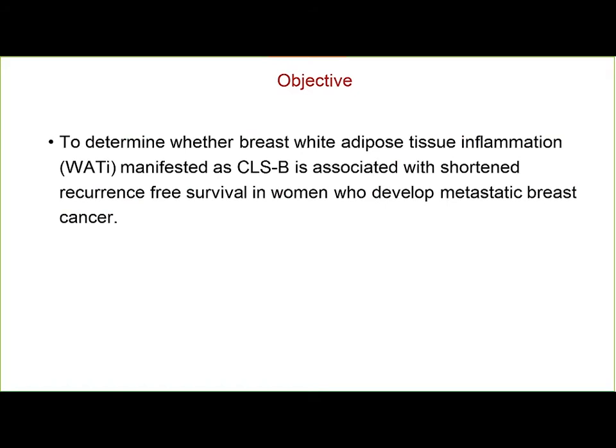So having discovered this process, the question then became, is it important? And so our objective was to determine whether breast white adipose tissue inflammation manifested as CLS-B is associated with shortened recurrence-free survival in women who develop metastatic breast cancer.